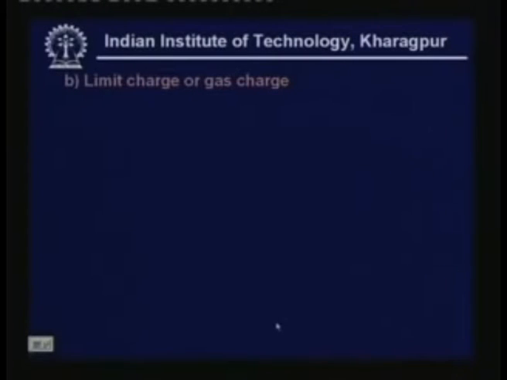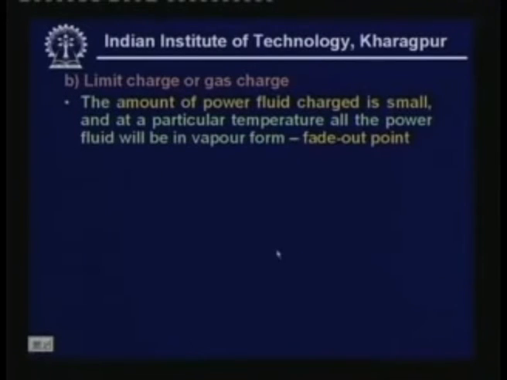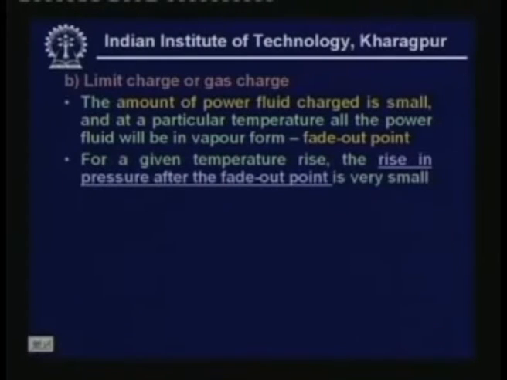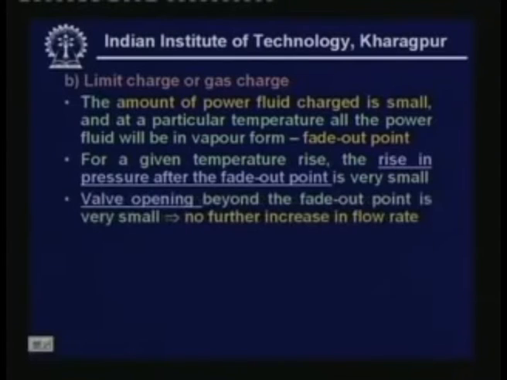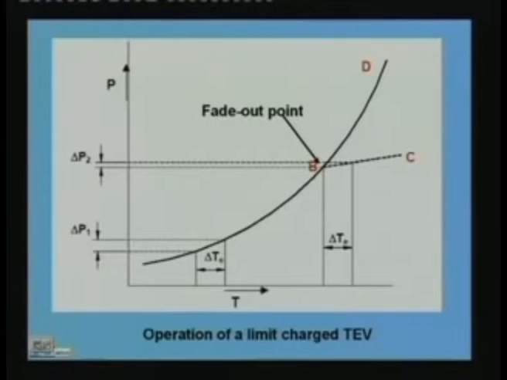So you have the second possibility, that is what is known as limit charge or gas charge. So here the amount of power fluid charge is small, and at a particular temperature all the power fluid will be in vapor form. Okay, this is known as fade out point. And for a given temperature rise, the rise in pressure after the fade out point is very small. Okay, so as I said, let me explain this. Okay, so this system is for the limit charge system.